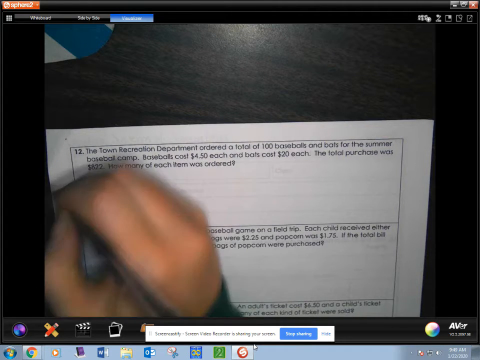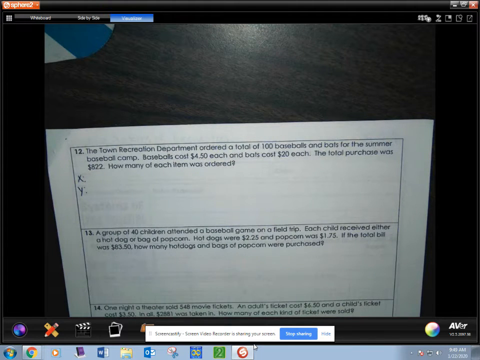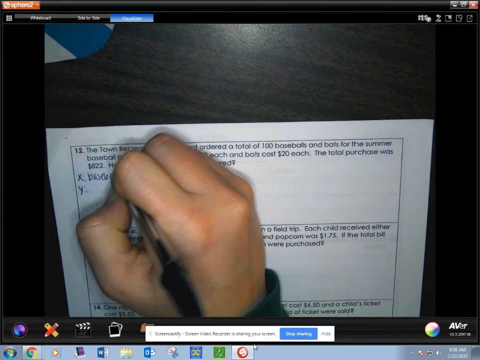The town recreational department ordered a total of 100 baseballs and bats for the summer baseball camp. Baseballs cost $4.50 each and bats cost $20 each. The total purchase was $822. How many of each item was ordered? So we're talking about two things, and the two things are baseballs and bats.